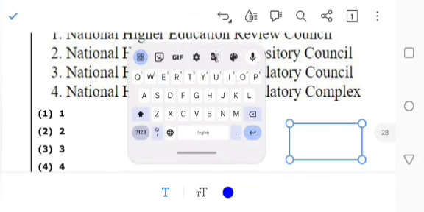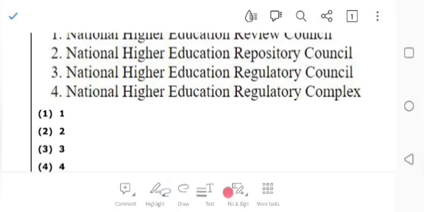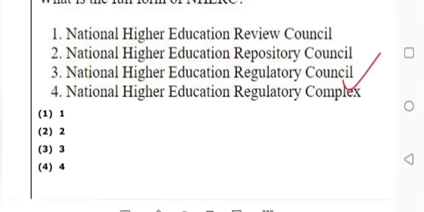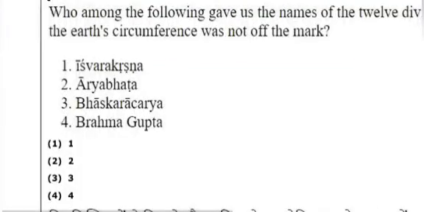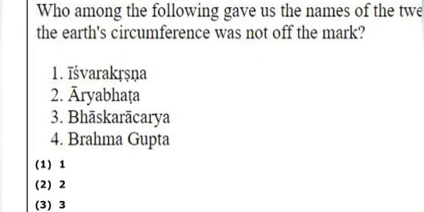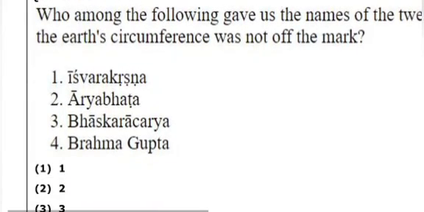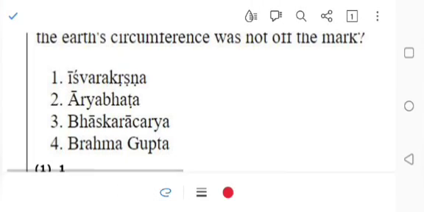Okay, done now. C is done. Now, next question, that is 44. Who among the following gave us the names of 12 divisions of the solar zodiac and whose calculation of the Earth's circumference was not off the mark? So these are the options: Varahamihira, Aryabhatta, Bhaskaracharya, Brahmagupta. 44, it will be option B, Aryabhatta.